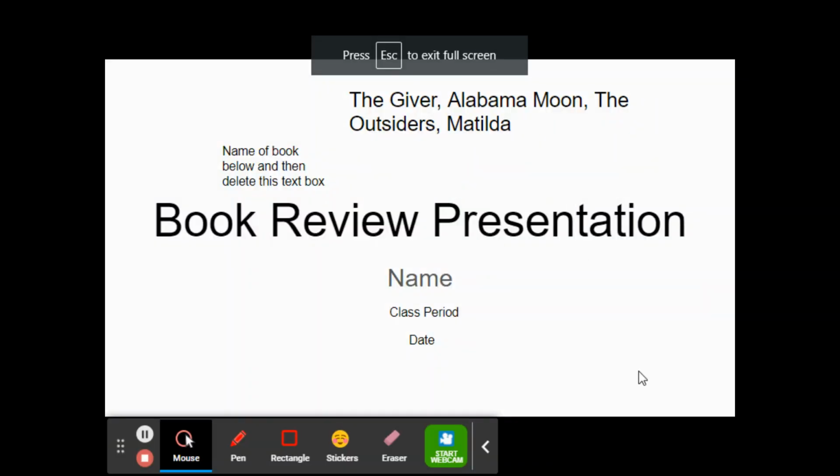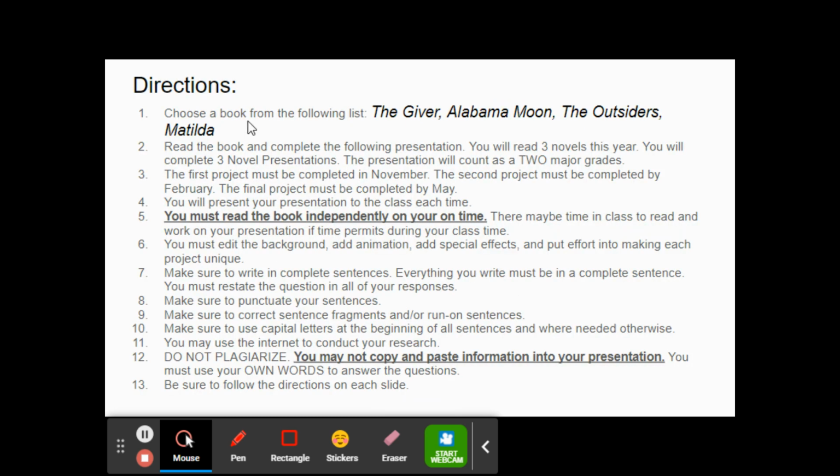Now, for the most part, this is fairly self-explanatory. Each slide is very descriptive in what it is asking you to do. All right, on this slide right here, it says, no, you clicked on the wrong one. All right, it's on slide 1, okay? Book review presentation. You have to type in the name of the book below, and then delete this text box, okay?